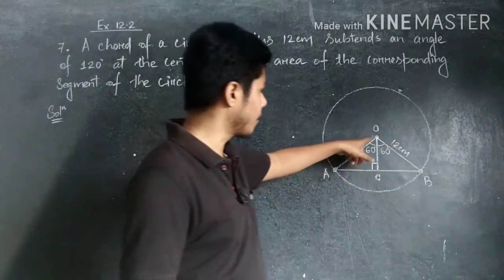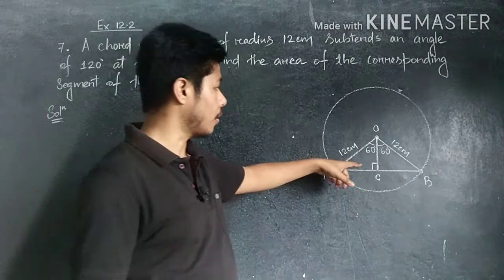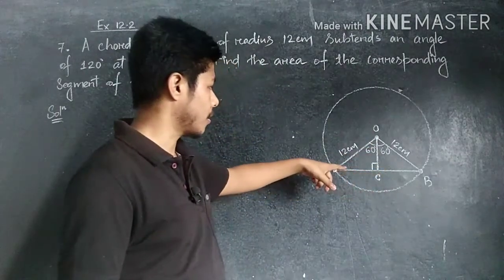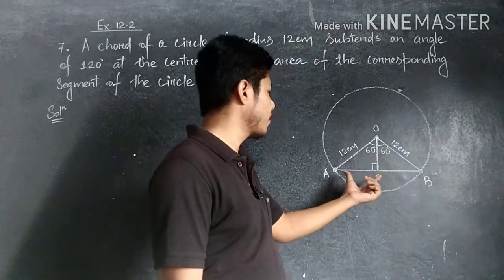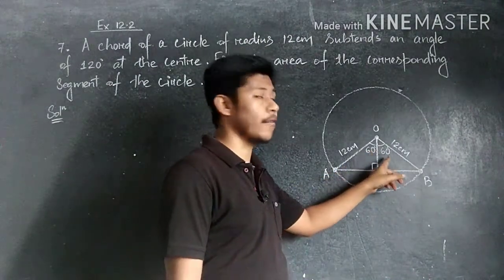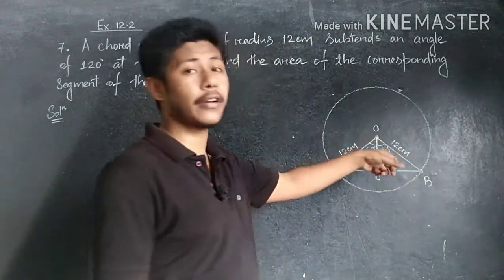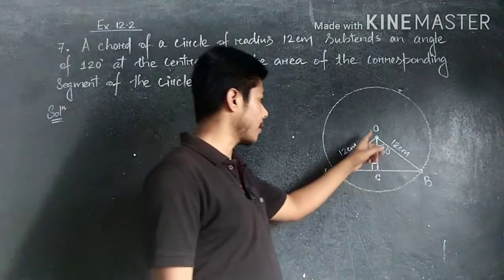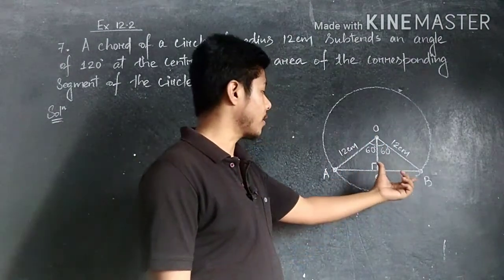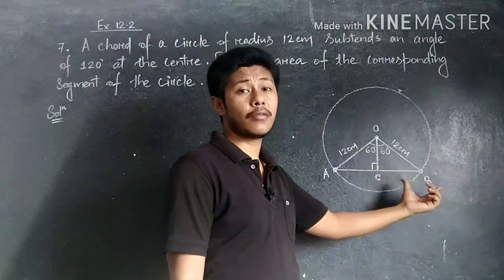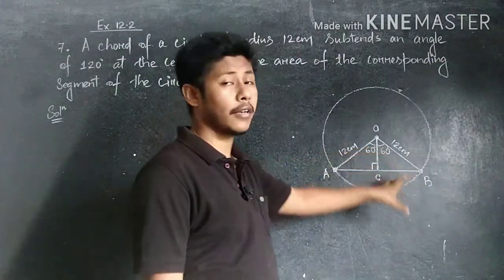Why? Because if we draw a perpendicular from the center to the chord, obviously this line separates the chord into 2 equal parts. So the 120 degree angle is also separated into 2 parts, 60 degree and 60 degree. So the lengths AC and BC are equal. Is it clear? That's why 60 degree and 60 degree are written here.